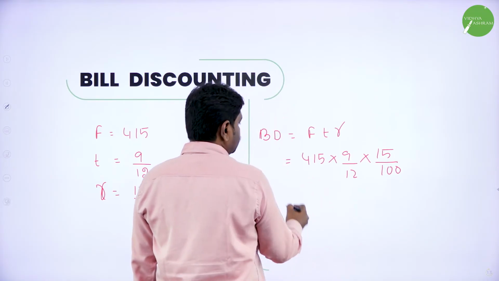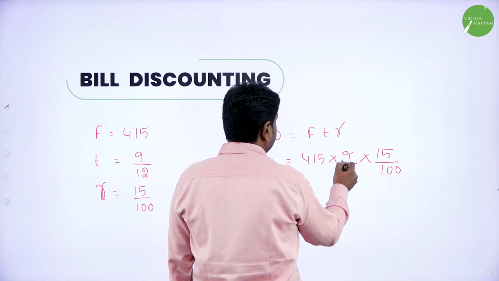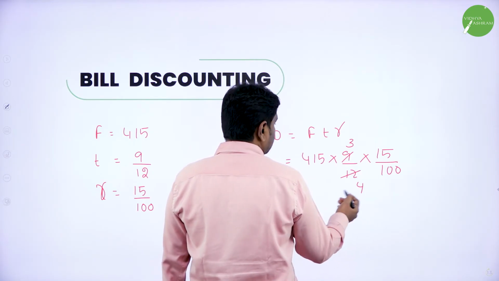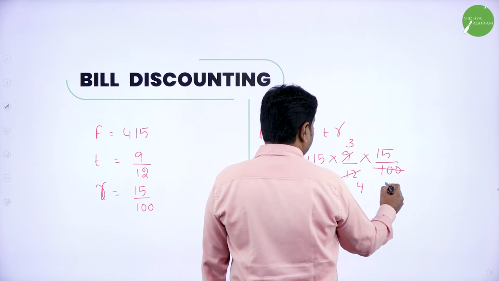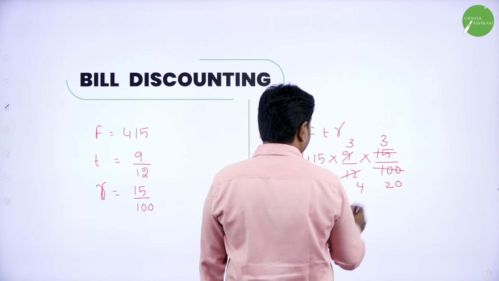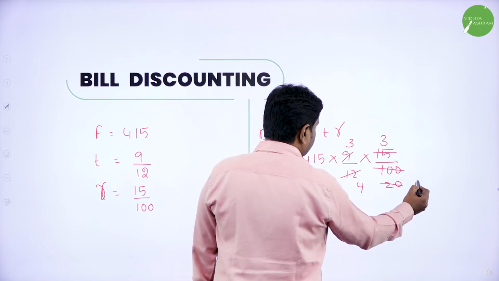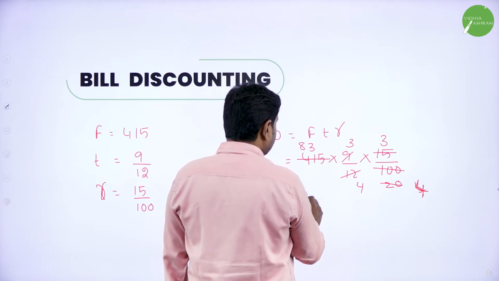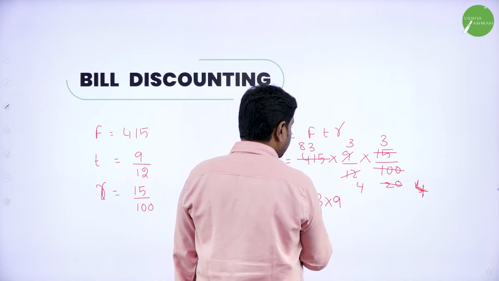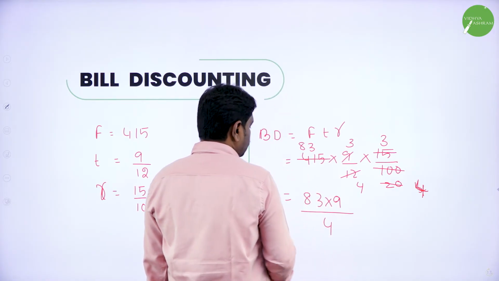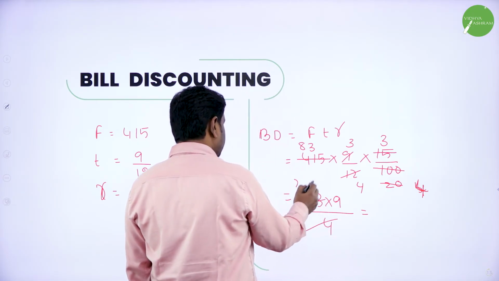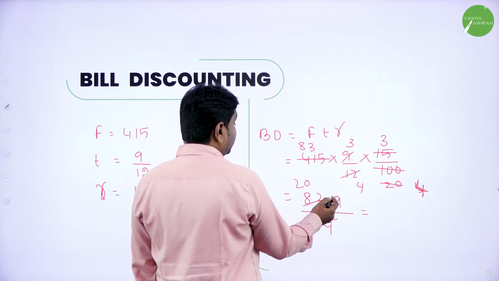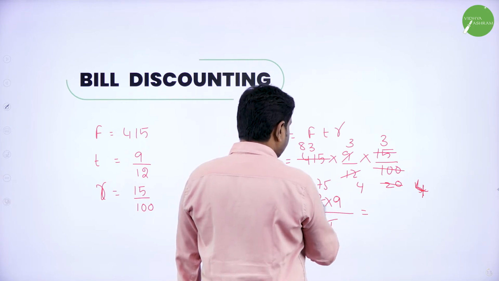Simplify this. 3 3s are 9, 3 4s are 12, and now we are left with, okay, 5 2s are 20, 5 3s are 15, 5 4s are 20, 5 8s are 40, 15 3s are 83 into 3, 83 into 3, 9 divided by 4. So simplify this. 4 1s, 4 2s are 8.